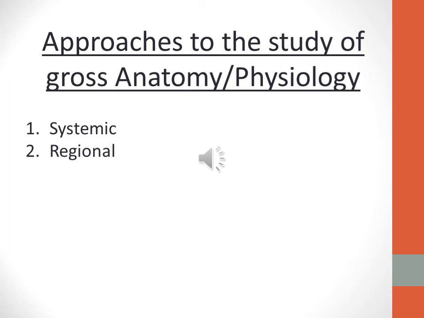But we are going to talk about what's going on in different areas of the body and how they interact. And then we have our regional approach, which is study of all of the organisms or structures in one area. So in a regional approach, we would take an arm and study everything that's going on with the arm. So that is not necessarily the approach we're going to take, but it is an approach.